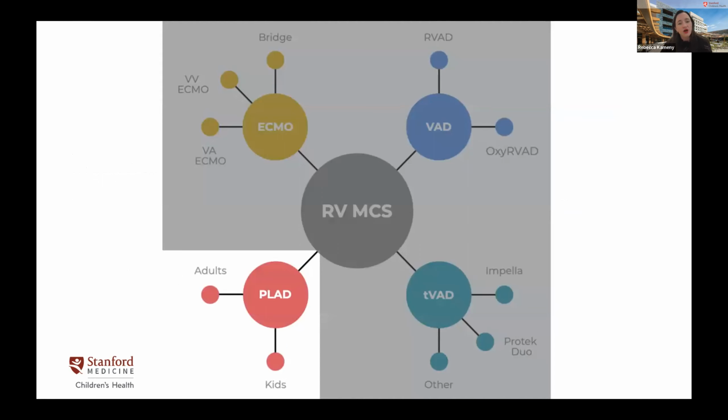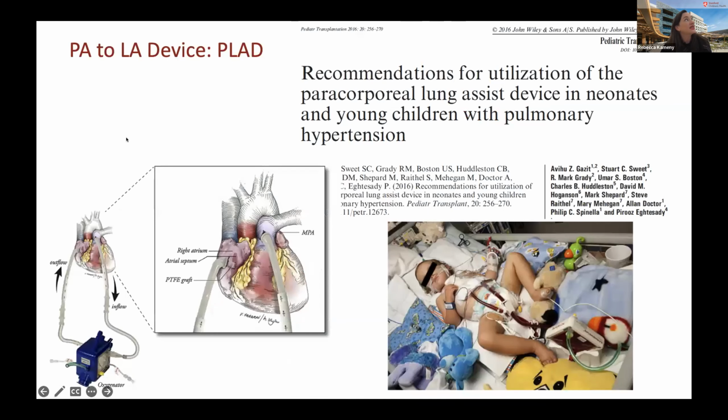Okay, so moving on to some of the other strategies. I talked about the paracorporeal support devices, and here I've divided into kids and adults, and you'll see why. When I talk about PLAD, I mean the PA to LA device. This used to be available in one package under the Novalung, although that's not available in the United States. But you can make a Frankenstein Novalung by using Berlin cannula, Hemashield grafts, and then a Quadrox, either a pediatric or adult Quadrox, depending on your patient.